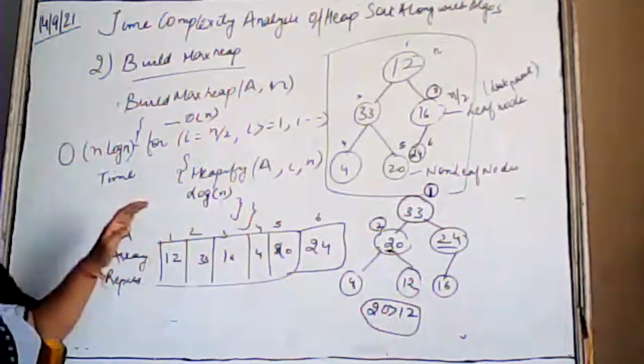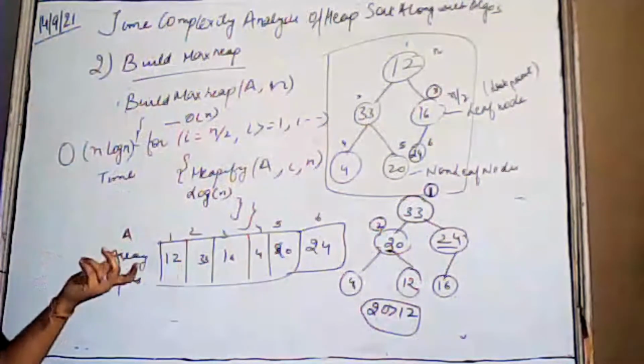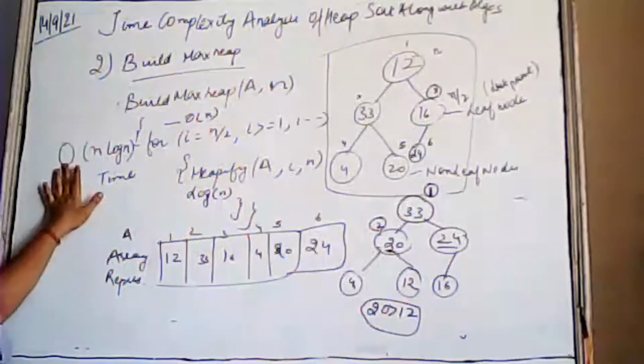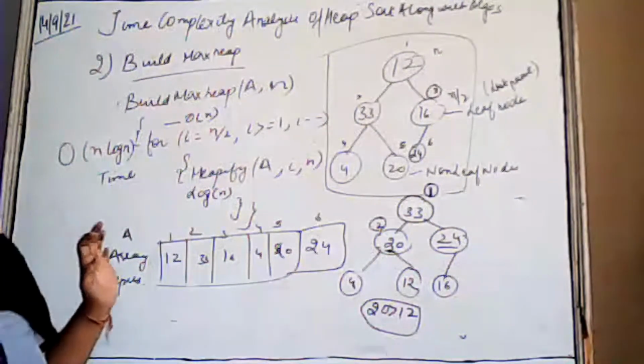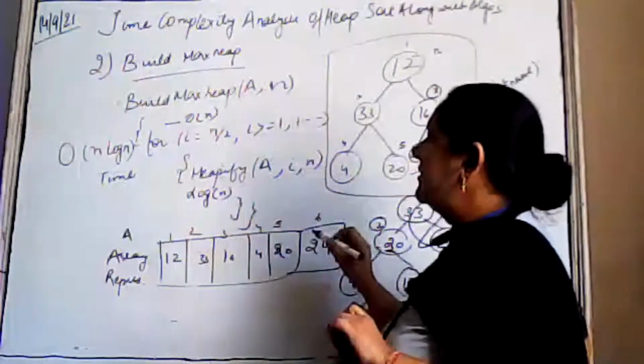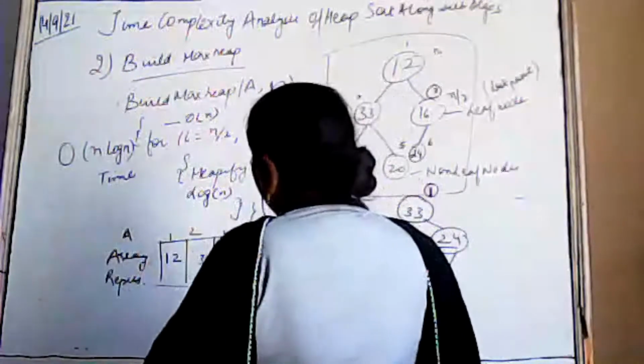Because O of n by 2 is equivalent to order of n, then you will write order of n log n. So this is how the time complexity of the build heap process is derived.